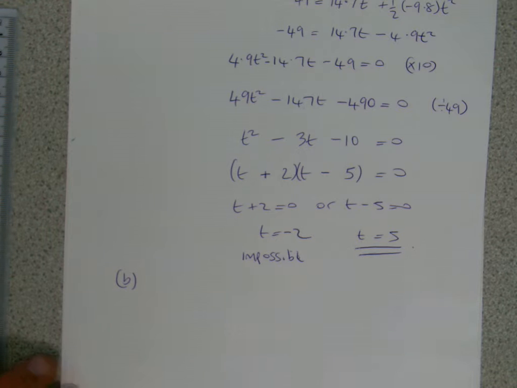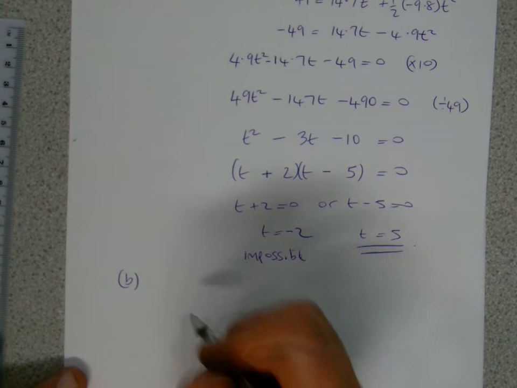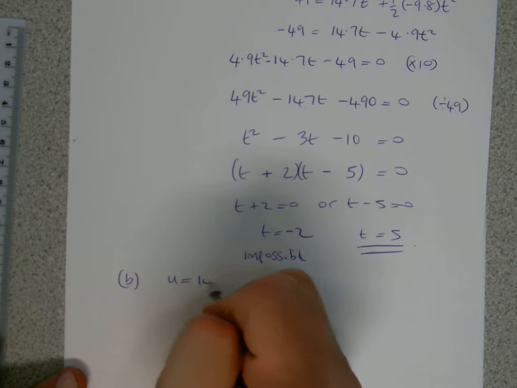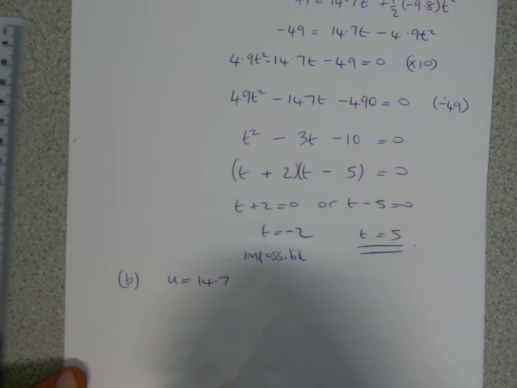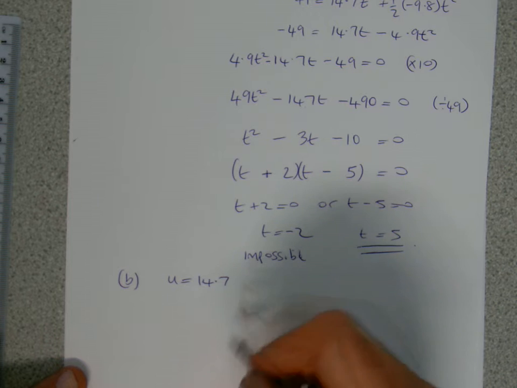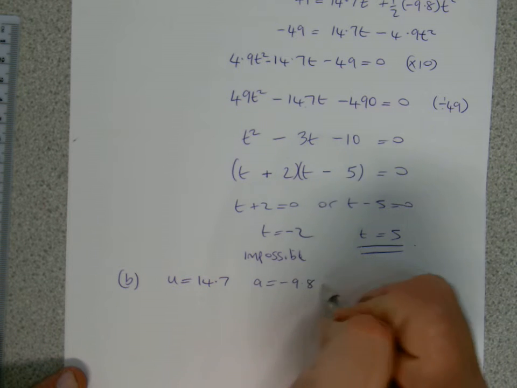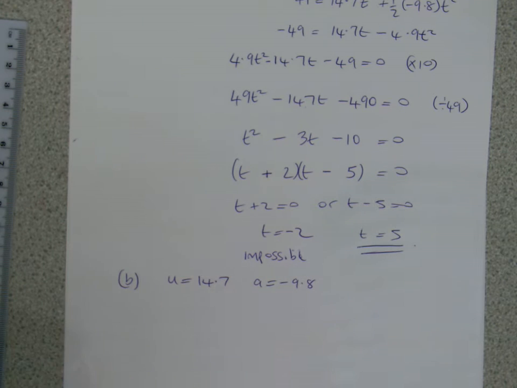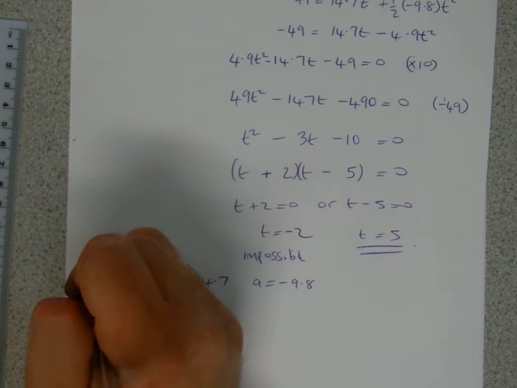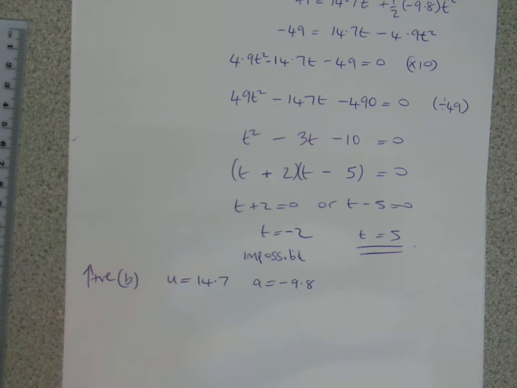Okay, so part B, it says then calculate the speed of the stone when it hits the ground. So remember now, when it does hit the ground, we're using the initial conditions. 14.7 was what it was projected at, the initial speed, and it was projected upwards, which means the acceleration is going to be minus 9.8, because that's opposing our positive direction. Remember, we're taking upwards as positive.